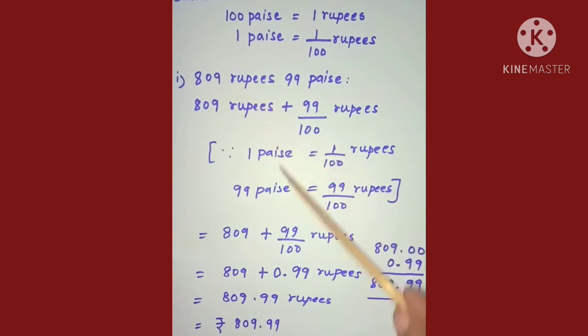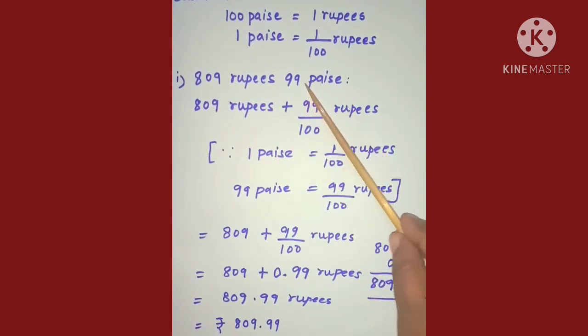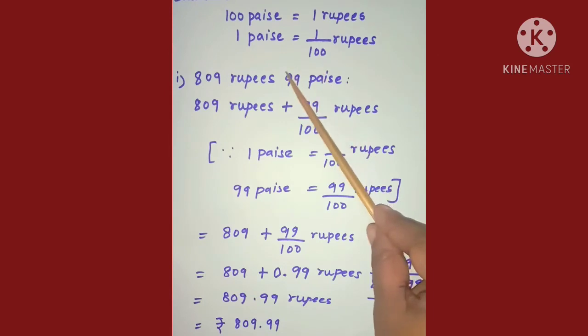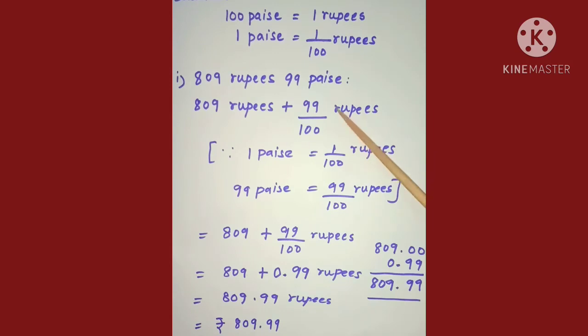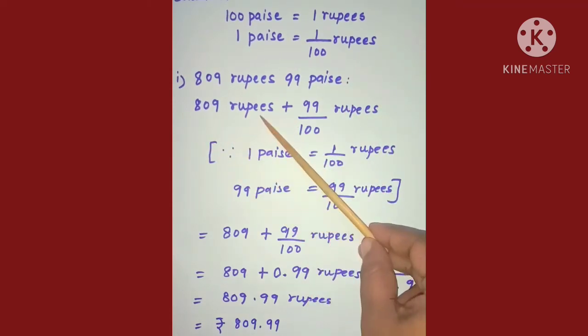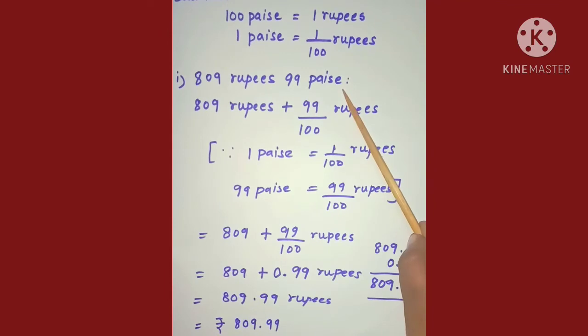So now 809 rupees 99 paise. Here we need to change paise into rupees. To change paise to rupees, we have to divide the number by 100, isn't it? By using this formula, 809 rupees plus 99 paise can be written in rupees as 99 by 100. So now 809 plus 99 by 100 rupees. Both are in rupees, so I have written it commonly as rupees.